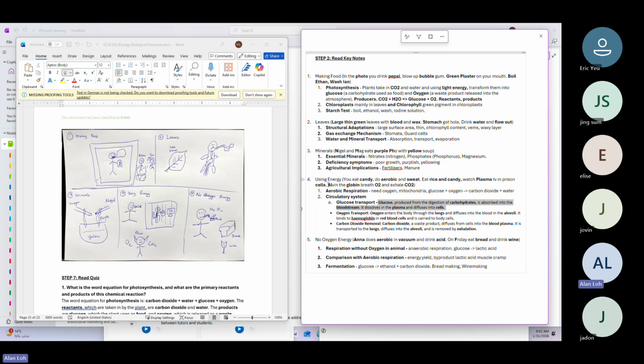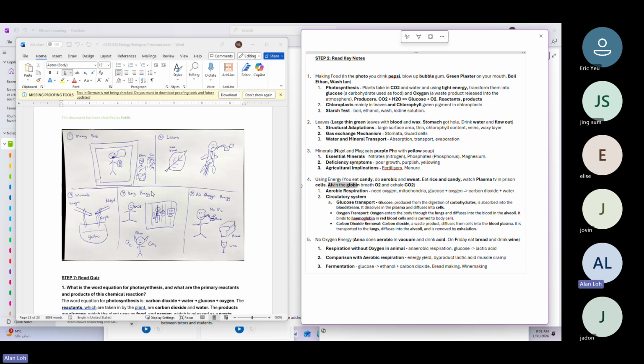Then the oxygen transport. So alvin is the alveoli, and globin is the hemoglobin. And you breathe in oxygen and you exhale carbon dioxide. So oxygen transport or carbon dioxide removal, right?